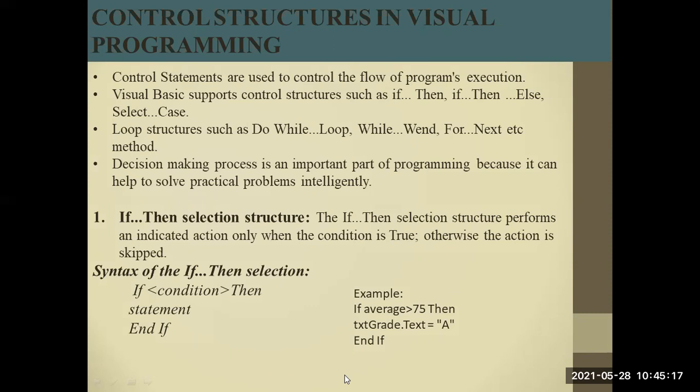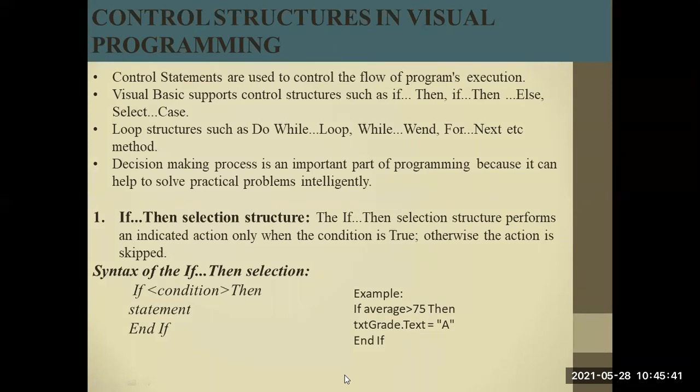If you remember, we are discussing the different components of visual programming. On that, we discussed what variables we have, what constants, and what predefined functions we have. Fine. So today we are going to discuss the control structures that are provided in visual programming.